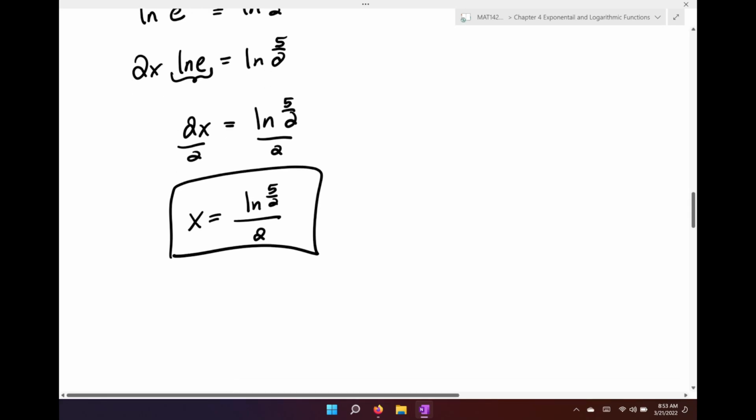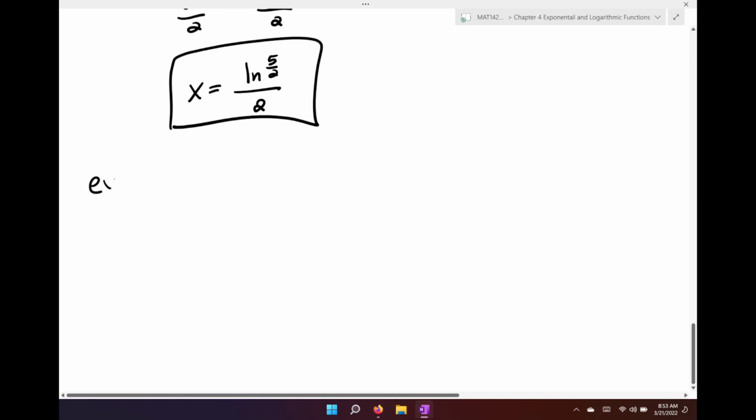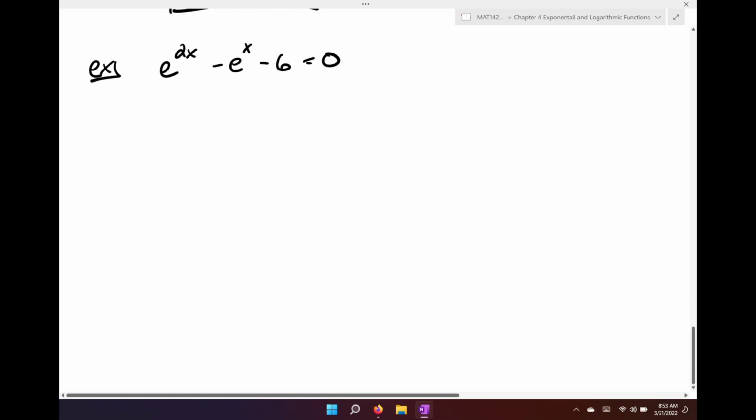So let's try another one here. How about e to the 2x minus e to the x minus 6 equals 0? Now, this kind of looks like something that you're familiar with. At least, you should be able to recognize what this is.